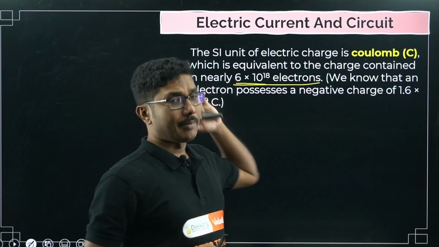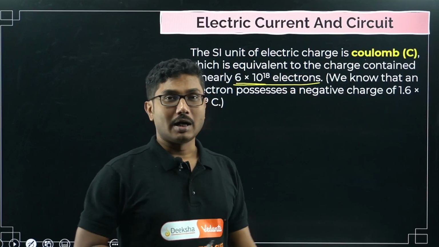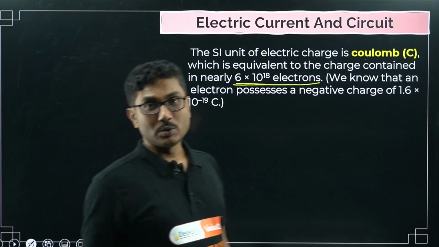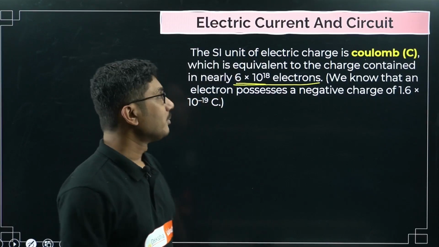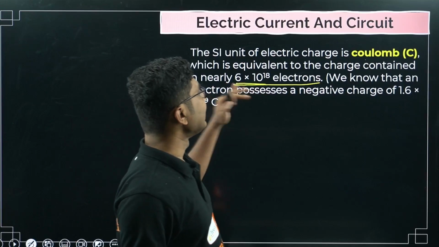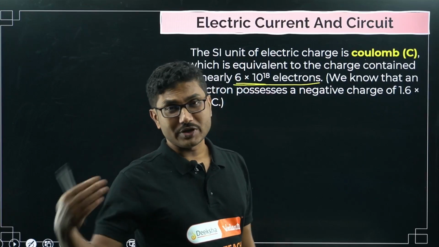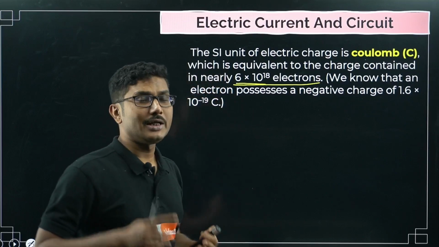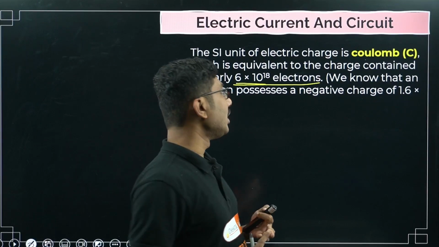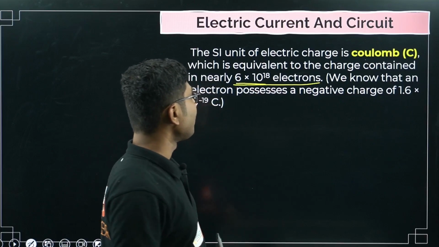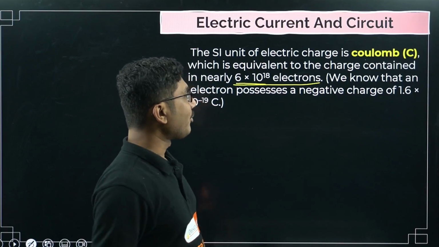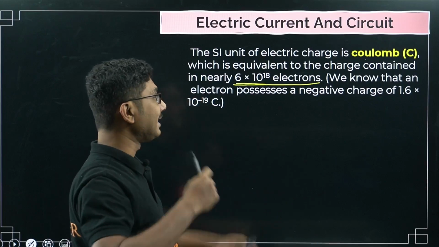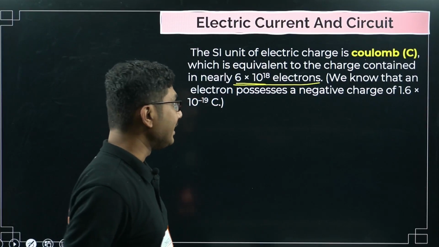We will discuss it in more detail in our next class, 11th, whether you are from CBSE or AP, or any state board. There we will be discussing the coulomb, charge quantization, etc. A lot of difficult things, but for now you should remember that the unit of charge is coulomb, and we know that the electron possesses a negative charge of 1.6 times 10 to the power of minus 19 coulomb. So 1 coulomb is basically 6 times 10 to the power of 18 electrons.